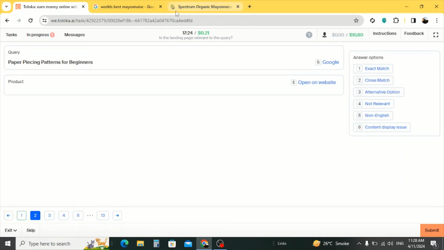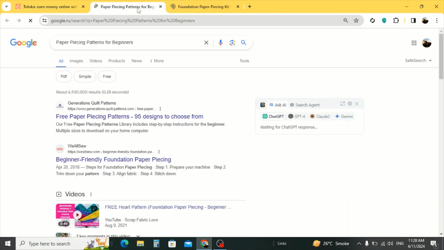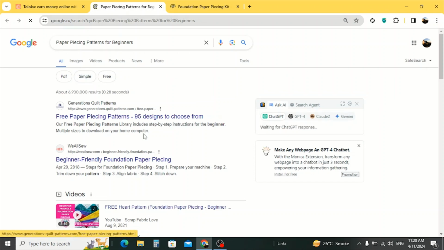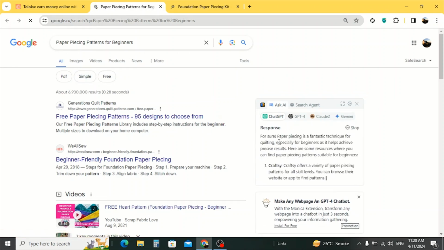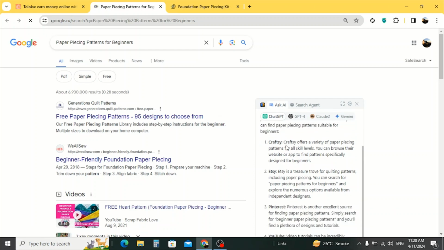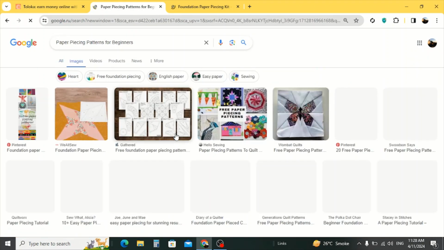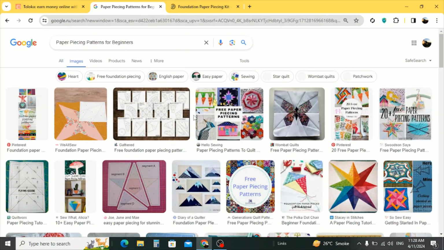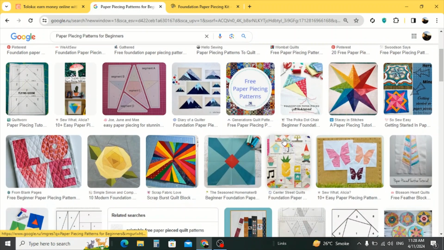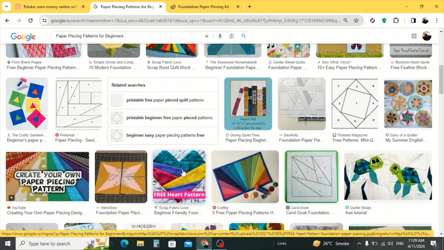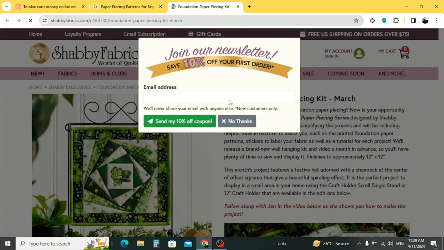Okay, next, paper piercing patterns for beginners. Piercing patterns, what is this? Achieve precise results. Okay, basically these are paper patterns to cut clothes or something else. No, for cutting practice or making things.